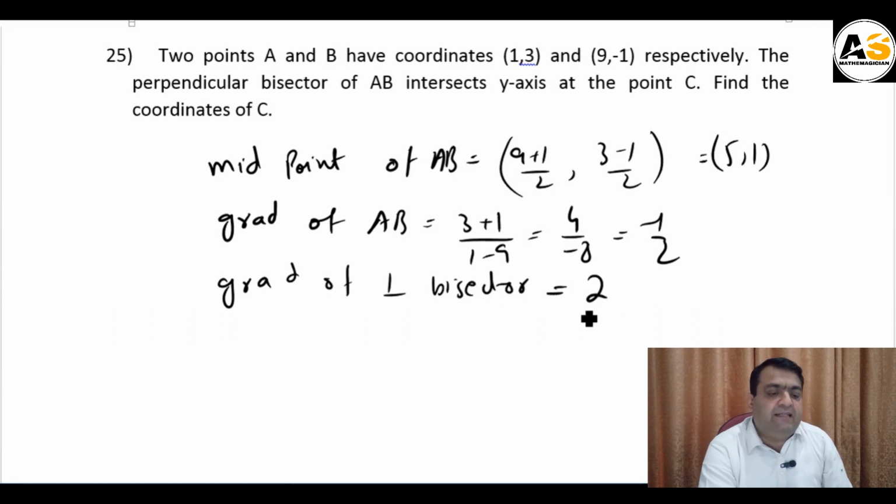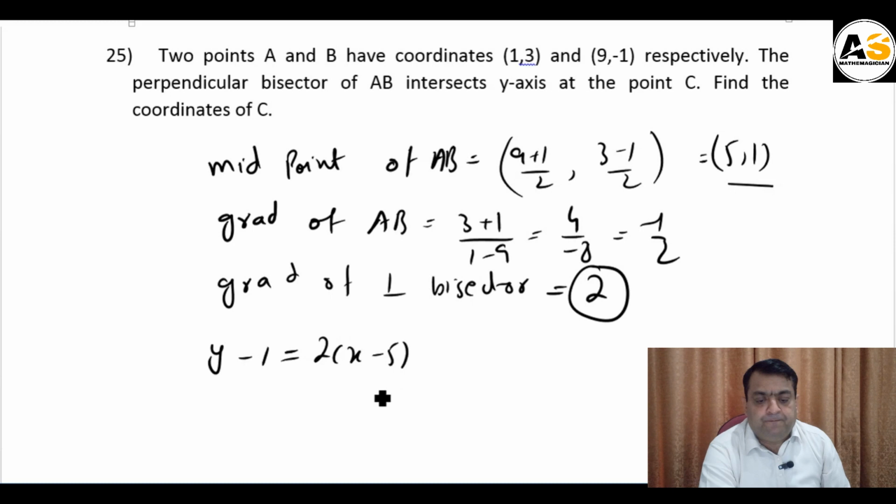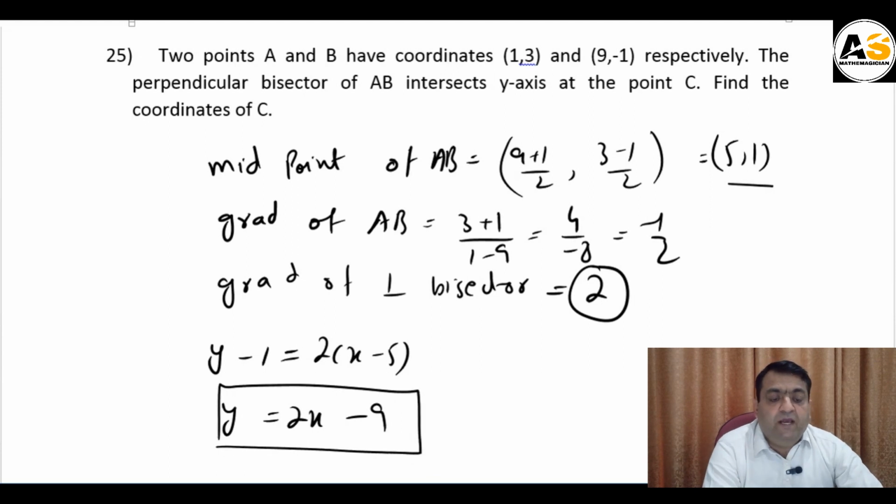This is the gradient, this is the point. The equation of the perpendicular bisector will be, I am rapidly writing the equation. Now we are asked about the point at which this perpendicular bisector intersects the y-axis. For that, we will put x is equal to 0, y will be 9, so 0, minus 9 is the point where this perpendicular bisector intersects the y-axis.